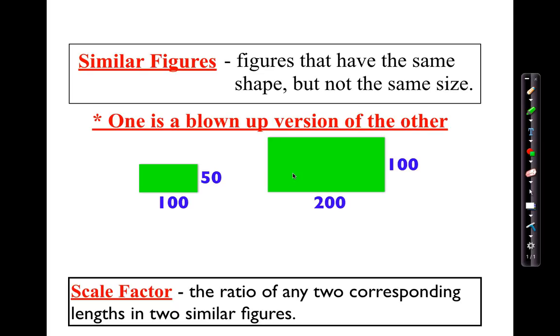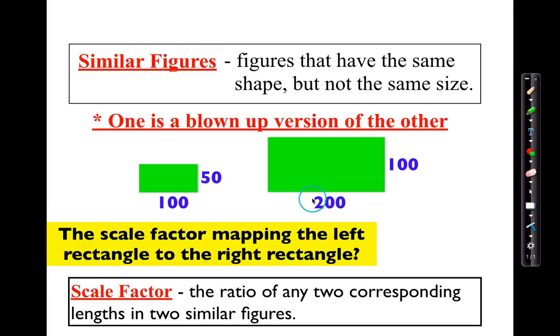And a scale factor is the ratio of any two corresponding lengths in two similar figures. So this height of 50 corresponds to this height here of 100, and this length of 100 corresponds to this length of 200. So what is the scale factor mapping the left rectangle to the right rectangle? Well, going from 50 to 100, I would say it's 2, because this length is twice as much. Okay, so you can think of it as, hey, 50 times 2 is what gave us 100.